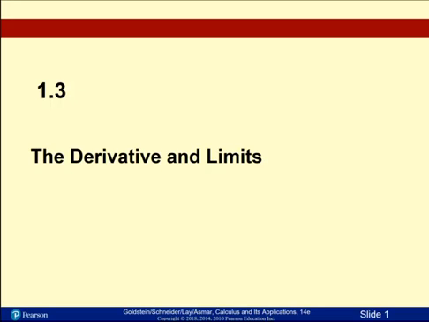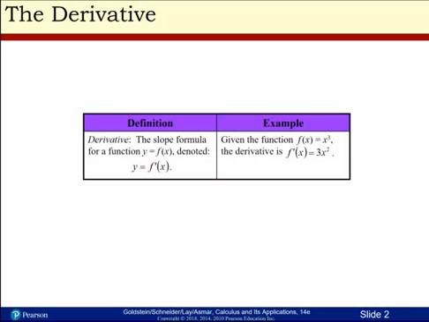We're looking at the derivative and limits today in our Math 221 course. First up, we're going to look at the derivative. The slope formula for a function y equals f of x, denoted y equals f prime of x. That's our definition for a derivative. An example of this would be, given the function f of x equals x cubed, the derivative is f prime of x, which equals 3x squared.